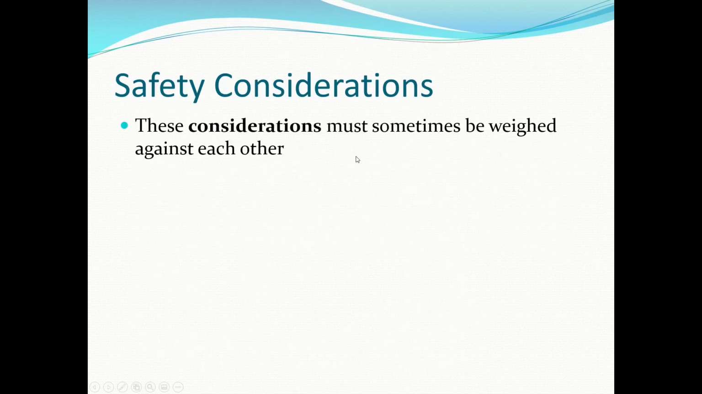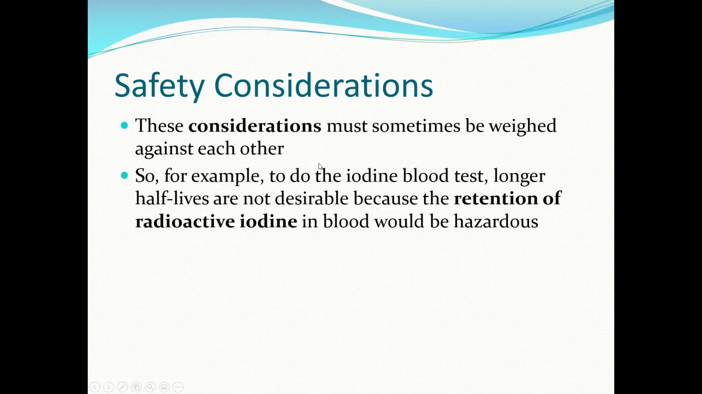So safety considerations. So, tracking where stuff goes in the body, you have to weigh safety considerations. This sentence doesn't make sense. These considerations must sometimes be weighed against each other. What considerations? Well, for example, to do an iodine blood test, longer half-lives are not desirable because the retention of radioactive iodine in the blood would be hazardous, right?